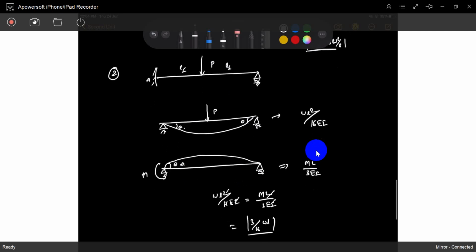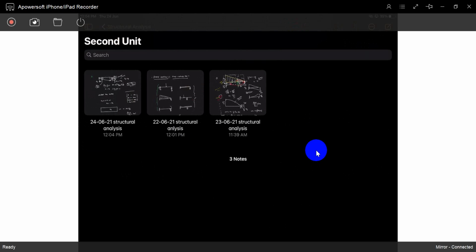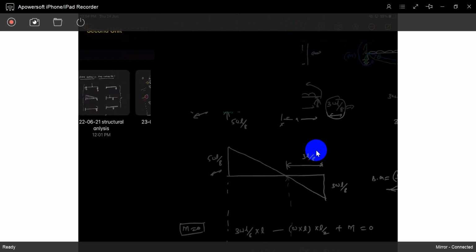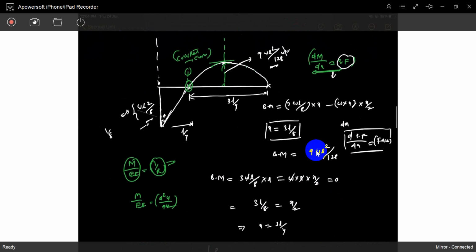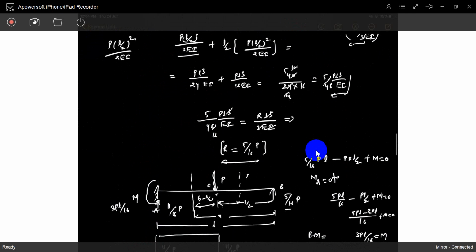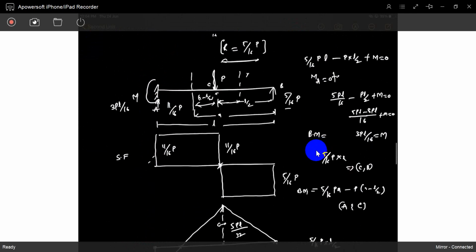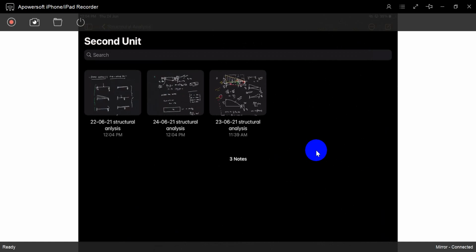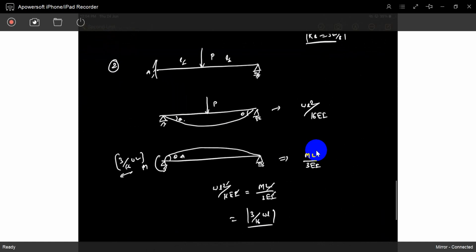Are you understood? 3 by 16 WL. Exactly, that is 3 by 16 WL. That is the moment. Same thing, no? Same thing we get or different? See it? So the moment is 3PL by 16. Are you understood? 3PL by 16. So now I said that it's a W.